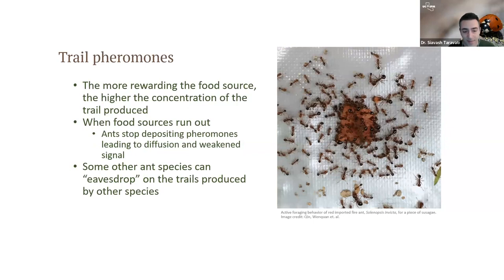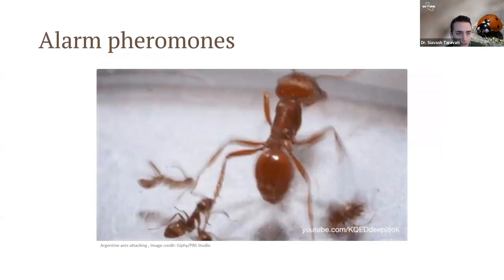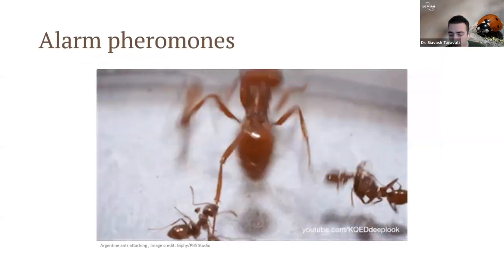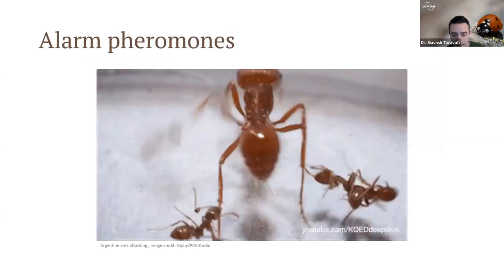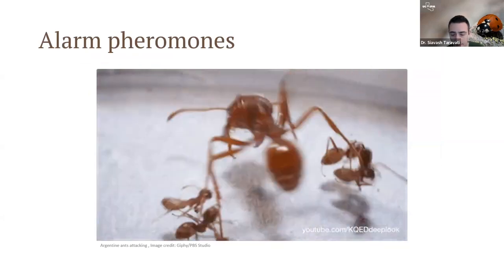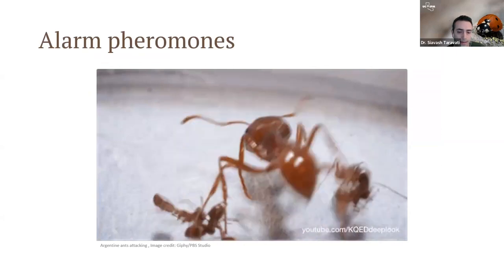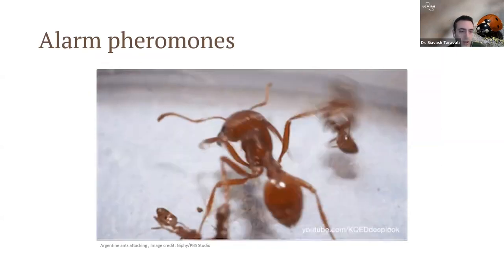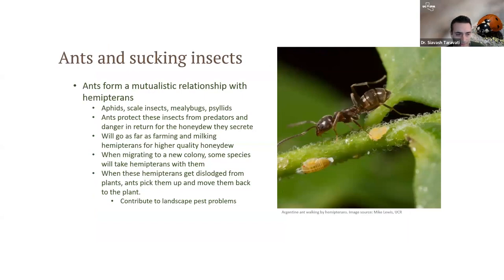Some other ant species can eavesdrop on the trails produced by other species. They can know, you know what, these Argentine ants are up to something, they found food, so let's follow the trail and feed on the same source of food, and sometimes they're successful. They also produce alarm pheromones when they're in danger, which invite other ants to come and join to defend the colony and push out an intruder that is trying to come into a nest.